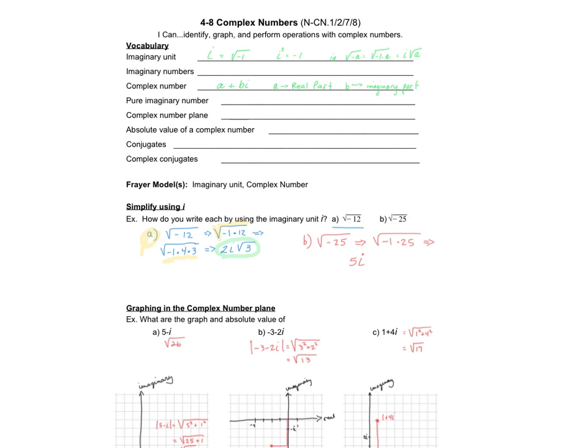Okay, and if we look at B, we have the square root of -25. Well, we know that that can be broken down into the square root of -1 times the square root of 25, and we know that the square root of -1 is going to be i, and the square root of 25 is going to be 5. So there you have it. The square root of -25 is going to be 5i.